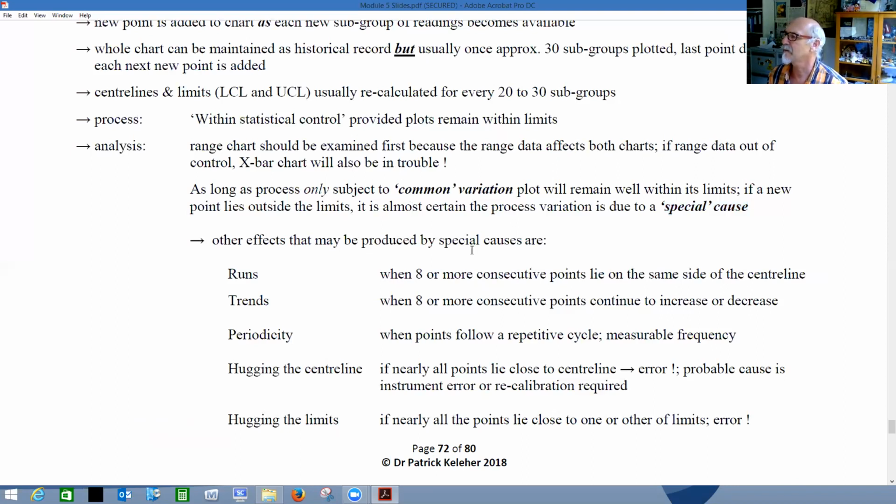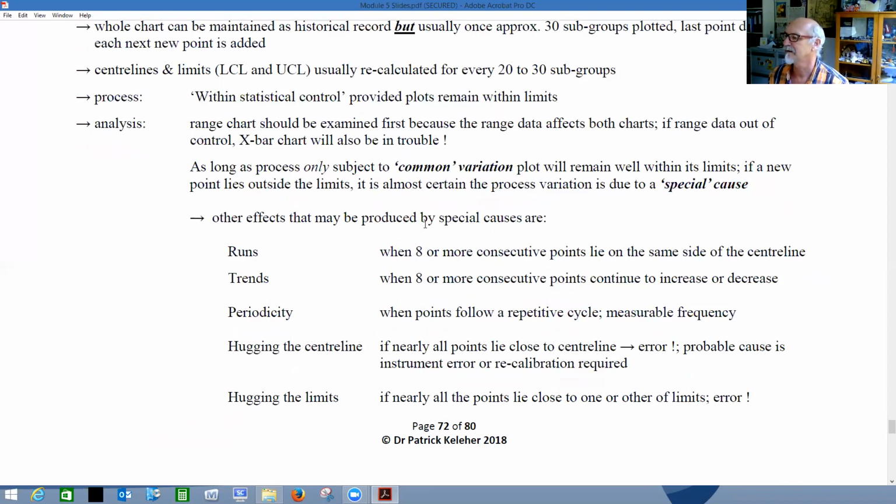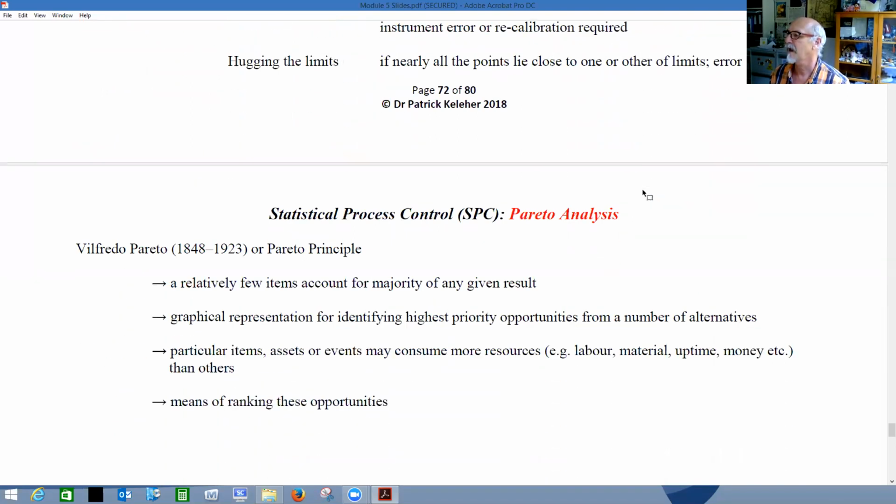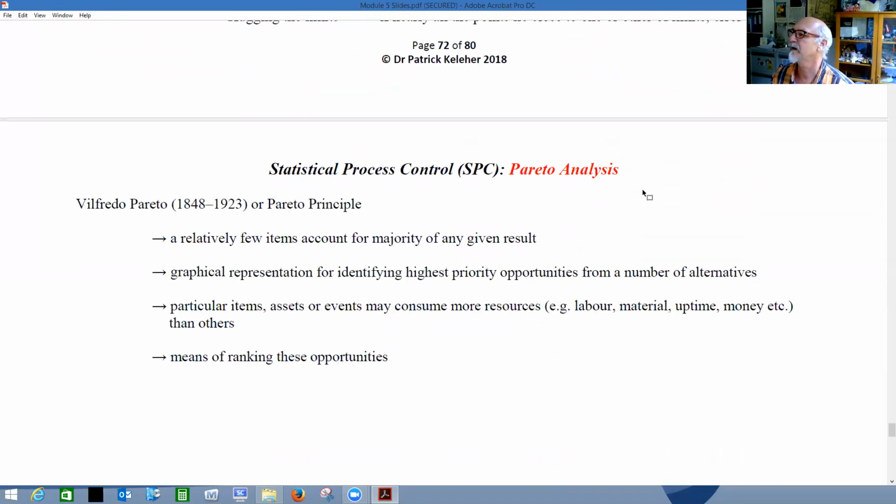Other effects that may be produced by special causes are runs, when 8 or more consecutive points lie on the same line. Okay. So this is just some terminology related to the actual plot, but don't be too concerned about that. And as we move closer to looking at the last type of statistical process control, the Pareto analysis, developed by Pareto, who lived and died in the early 20th century, so again, getting on to that 1930s. A lot of mathematical, statistical stuff happening around that 1930s area.